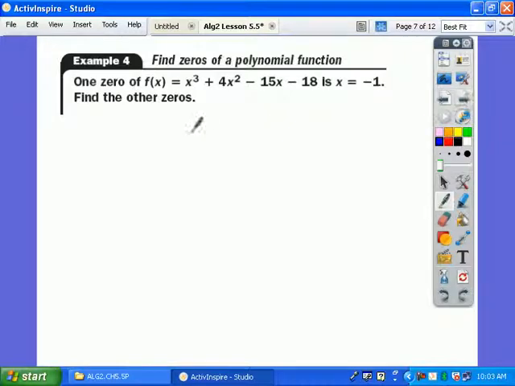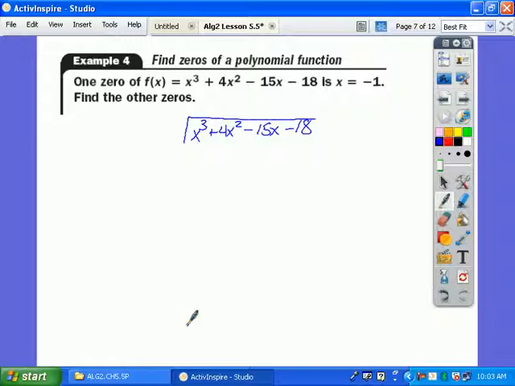And so let's go ahead and write out our long division. X cubed plus 4x squared minus 15x minus 18. And the question is, what are we going to divide by? So x cubed, x squared, x. Good. So I have all my columns there. What are we going to divide by?